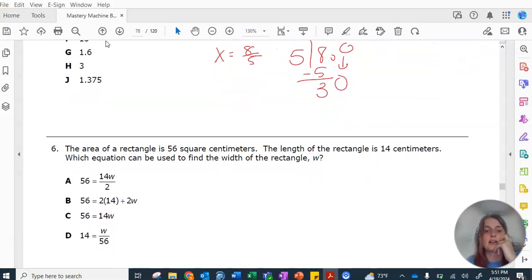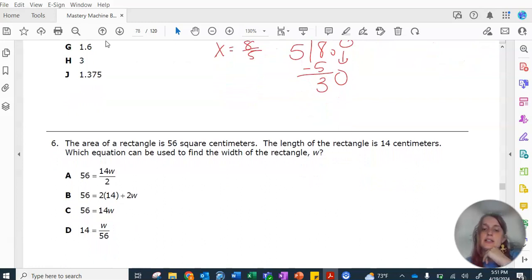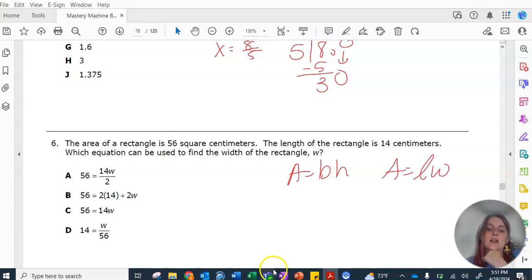Last but not least, the area of a rectangle. Oh wait, area of a rectangle. Area equals base times height. Or since I see W and I see the word width, oh, I see length too. The other way to say it is length times width. The area is 56. The length is 14. Which one is the width?